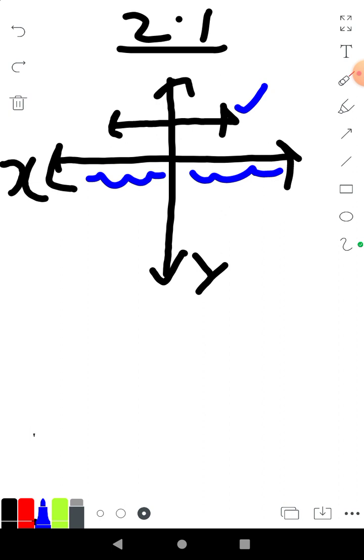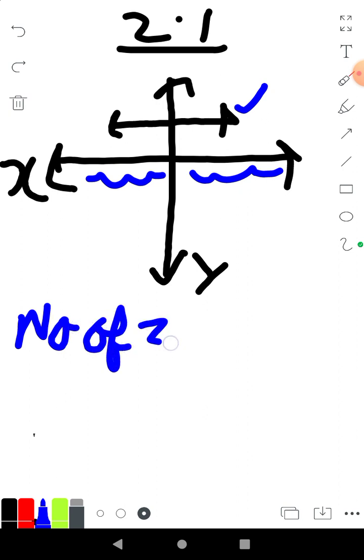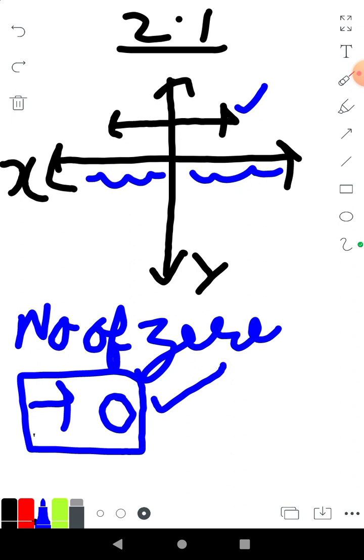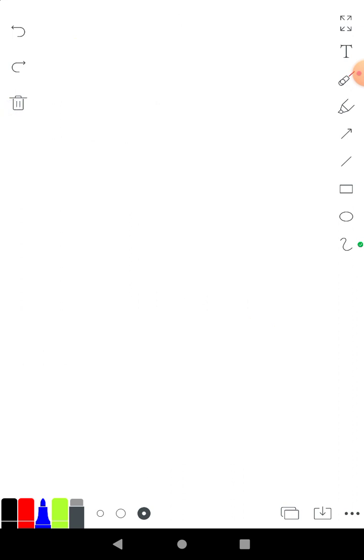So we can say that the number of zeros is 0 over here. Okay, so this is the first part, A part of the question. Now let's do the second part of the question. So let's do the second part, that is the B part of the question.